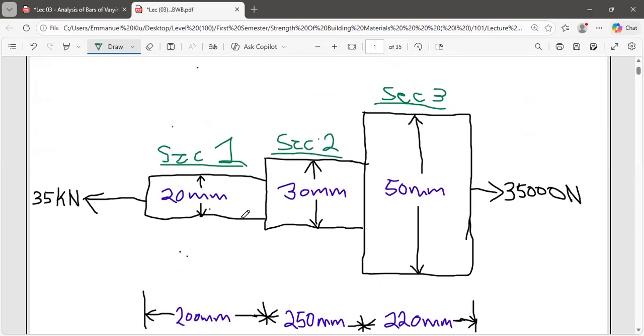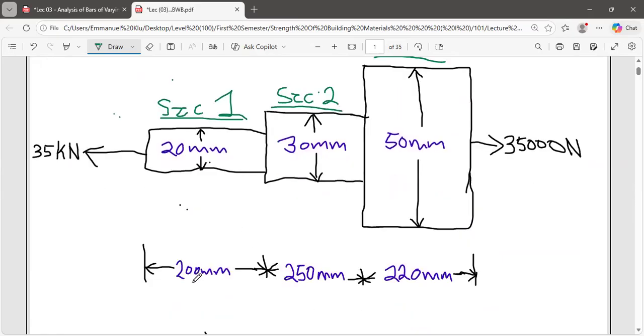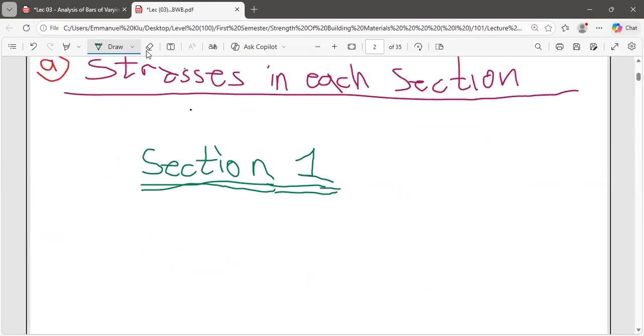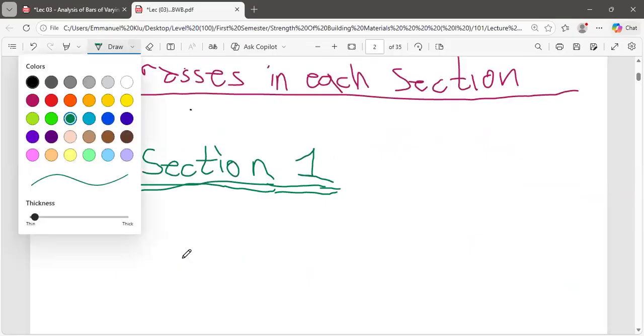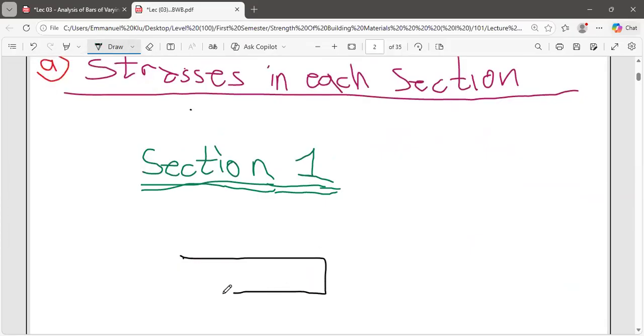Look at section one over here. What is it having that is making it so special? It just has a length of 200 mm and a diameter of 20 millimeters. So we can pick section one, draw it here, and use it to solve our work. It is as simple as that. Since the bar is in tension, we maintain it as you are seeing. So this becomes the 35 kilonewton. Let me write 35 kilonewton over here.